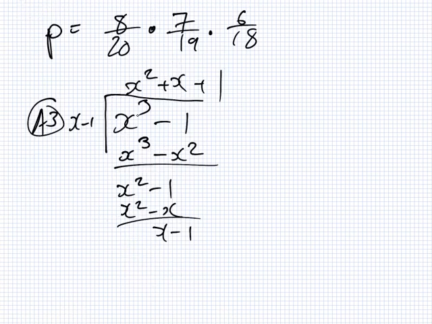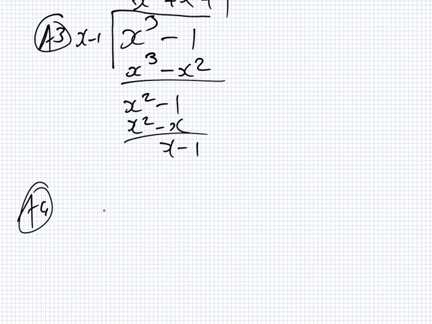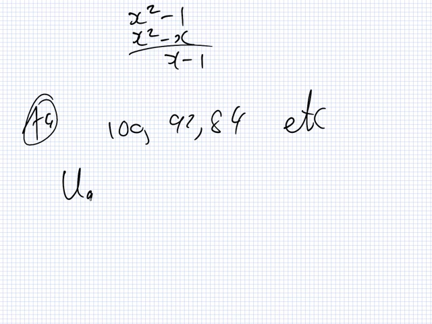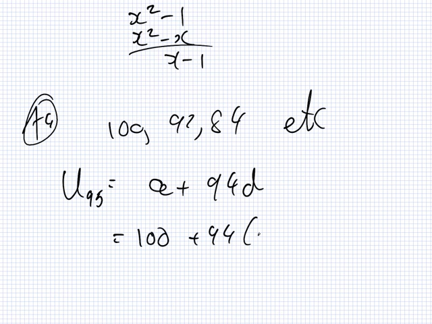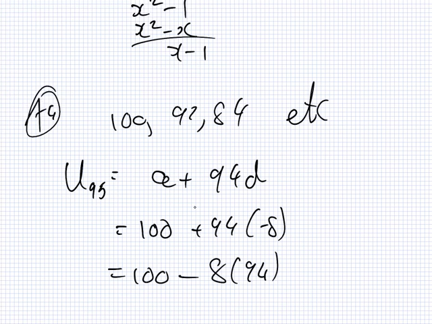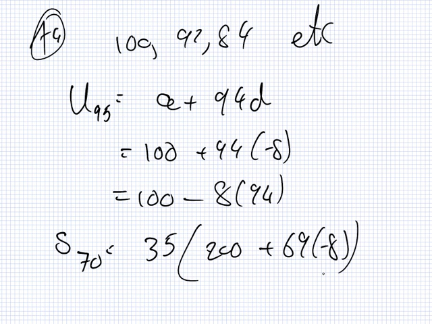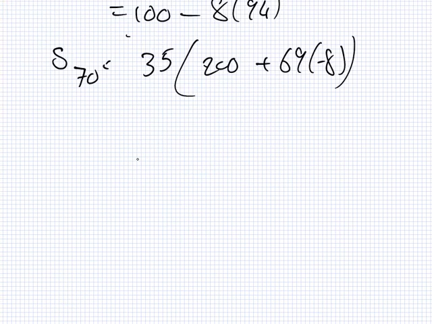An arithmetic progression is defined as 100, 92, 84, 76. Find the 95th term and the sum of the first 70 terms. The 95th term is a plus n minus 1 times d. The a here is 100, and the d is minus 8. So the answer is 100 minus 8 times 94. The sum of the first 70 terms is n over 2, times 2a plus n minus 1 times d. Again, whatever that is.